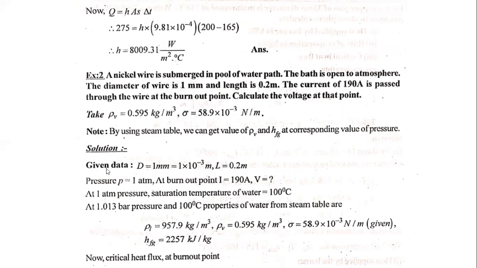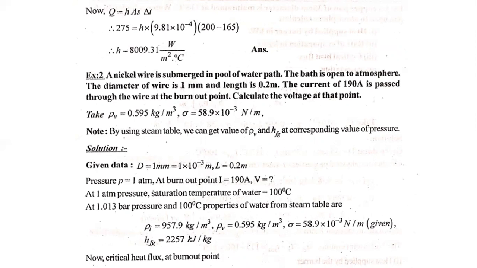So first we have to write the given data. D is equal to 1 mm, or 1 into 10 to the power minus 3 meter, and length is equal to 0.2 meter. They are not providing the pressure, so we are just assuming that it was working at 1 atmospheric pressure. At the burnout point, I is equal to 190 ampere, and we have to find out the voltage.